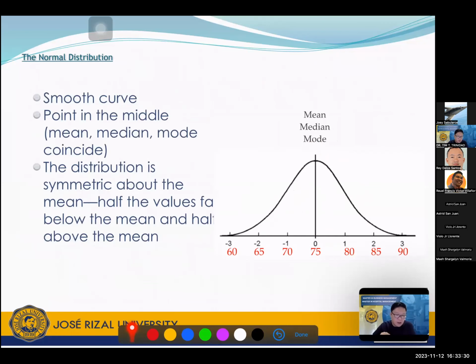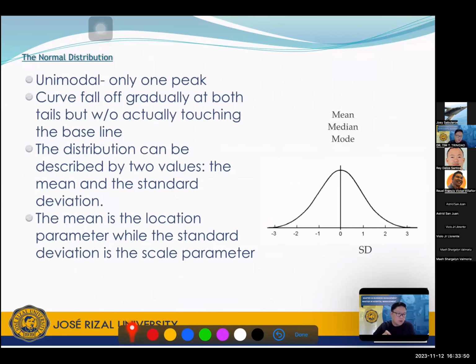So a normal curve is a smooth curve. The point in the middle is the mean, the median, and the mode. And the distribution is symmetric about the mean. Ibig sabihin, half of the values fall below the mean and half of the values will fall above the mean. So it is usually unimodal. Unimodal meaning to say, isa lang yung mode, isa lang yung peak niya. Pagka bimodal, it becomes one mode, two mode. Multimodal.